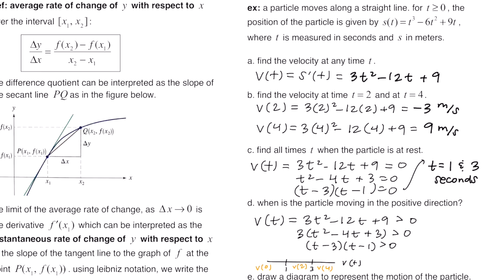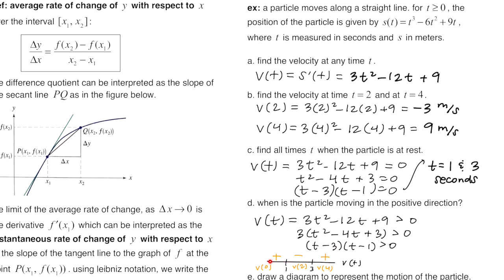So we already found v of 2 and v of 4 in part B. V of 2 was negative, V of 4 was positive, and we just need to plug in 0. So here's our velocity function. When we plug in 0, we get positive 9. So looking at our chart, we can see that velocity is positive in this interval and then also in this one.